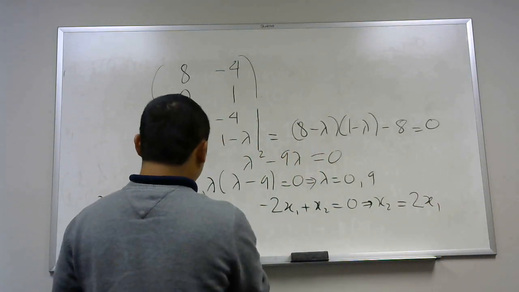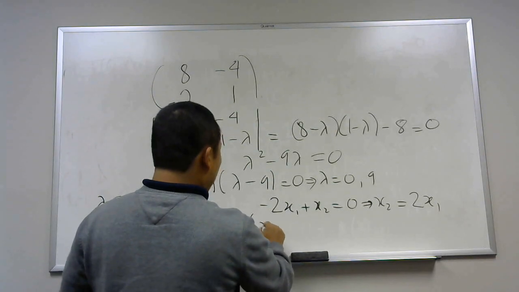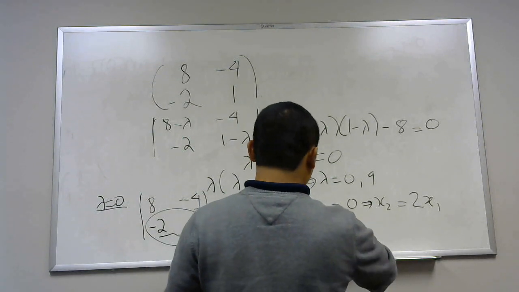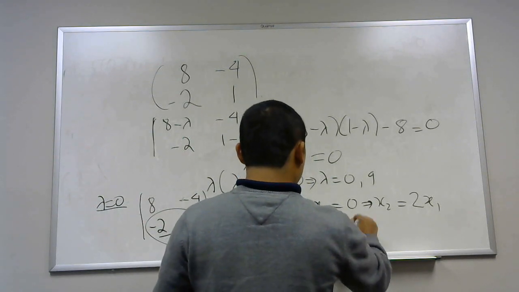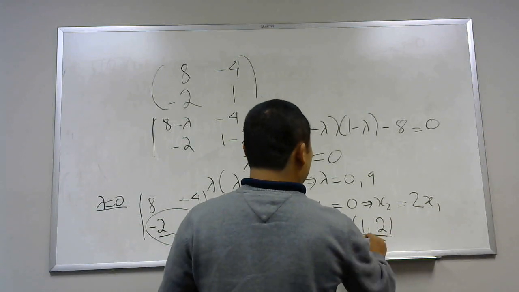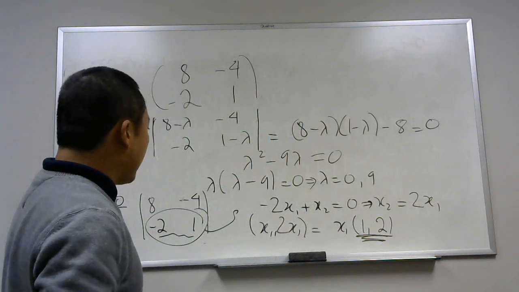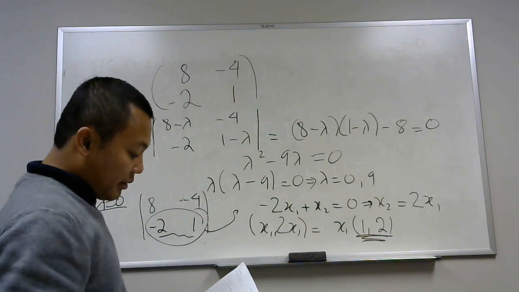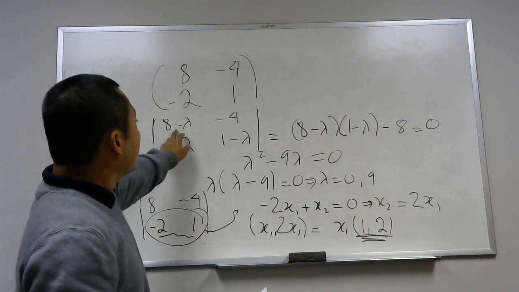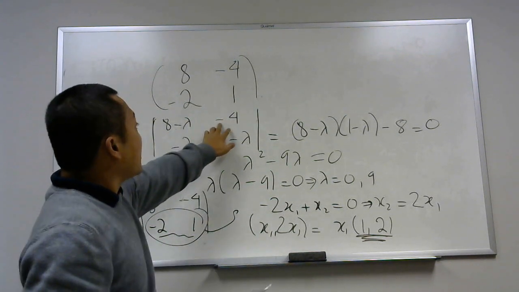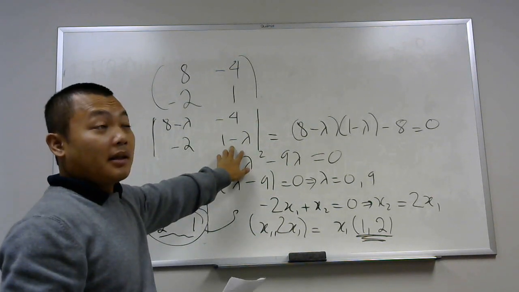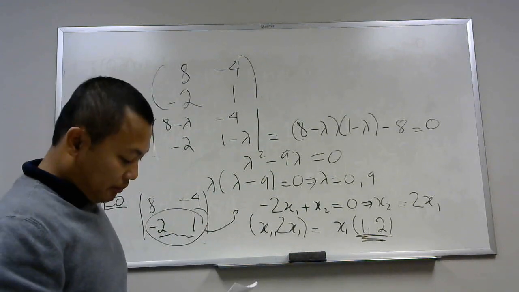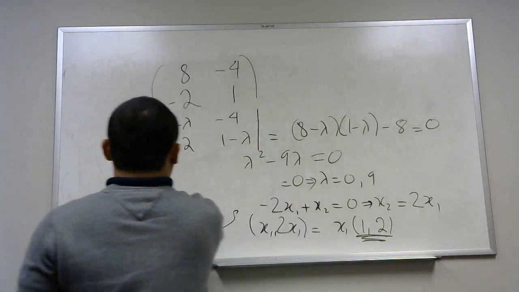Then I can write the general solution in the form (x1, 2x1), which is x1 times (1, 2). So this is the basis of the first eigenspace for lambda equal to 0. Similarly, you can do it for 9, right? By plugging 9 into this, you get -1, -4, and then -2, -8, something like that. And you can take the first equation or second, whatever you want. That is the second question.